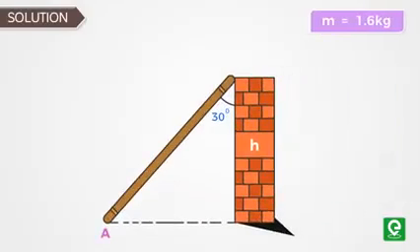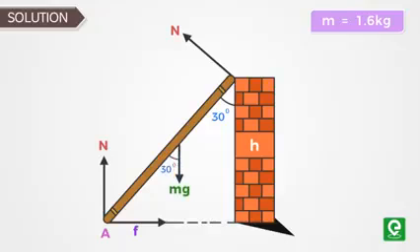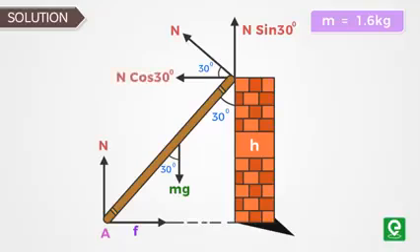Solution: we are given a stick of mass equal to 1.6 kg. The reaction force of the wall on the stick is equal in magnitude to the reaction force on the floor. Frictional force f is acting at the bottom of the stick. Weight mg is acting downwards. If the angle between the stick and the wall is 30 degrees, then the angle will also be 30 degrees. Now, the vertical component of reaction force, N sin 30 degrees, will act in the y-axis and the horizontal component, N cos 30 degrees, will be in the minus x-axis.